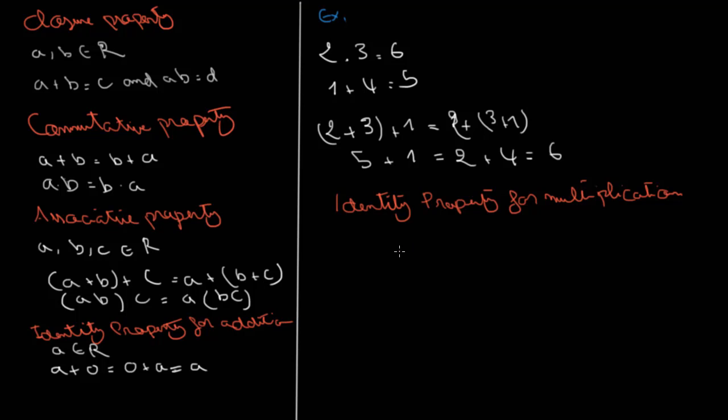Now, same question. If I take any real number a, what is the number that would multiply by a to always get a itself? Now, obviously, the answer is 1. Very obvious. And we say also 1 is the identity element for multiplication. So, yeah, you should always remember this property.